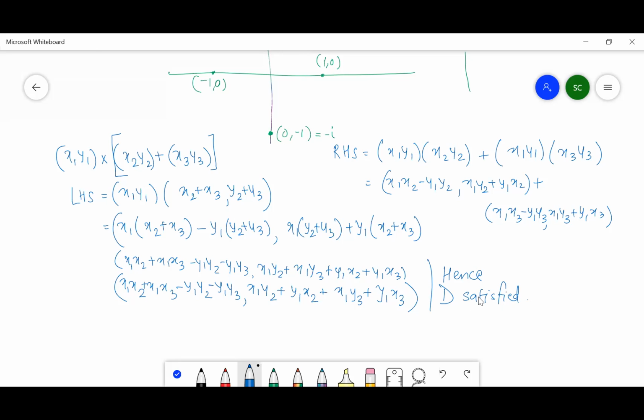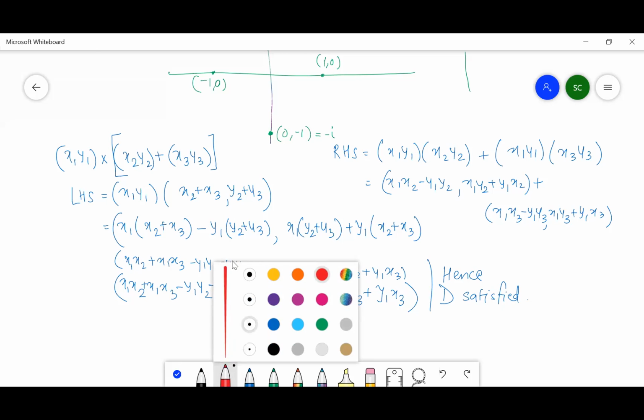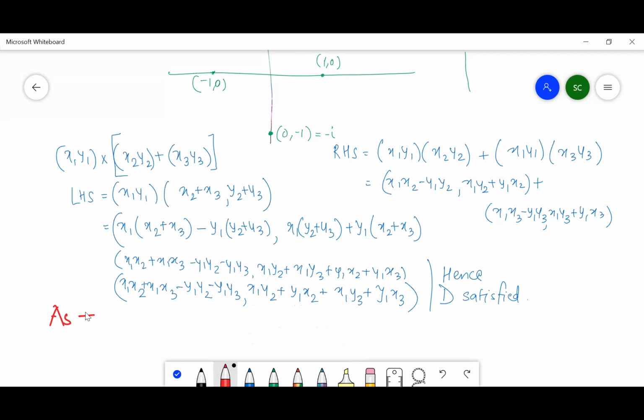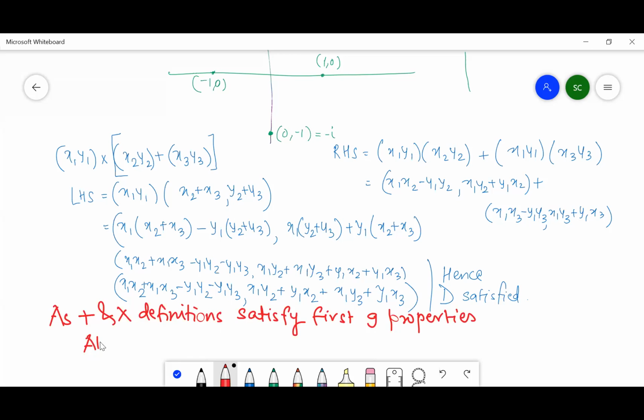Okay. So what we can conclude is that as addition and multiplication definitions satisfy the first 9 properties, all theorems up to O1, O2, O3 are proved.